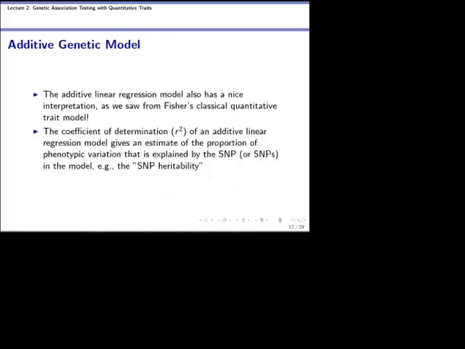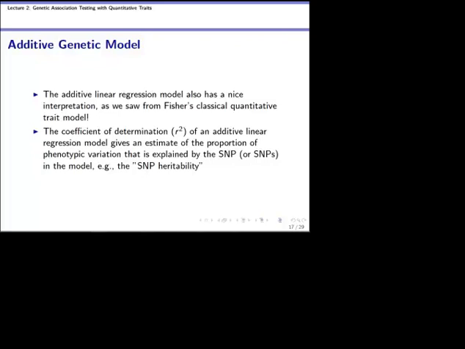So the nice thing about an additive linear regression model is that it has a nice interpretation, as we saw from Fisher's classical example. The R squared of regression of an additive model actually gives us the proportion of phenotypic variance that's explained by the SNP. It actually gives us the heritability of that SNP, the proportion of variance explained by that SNP.